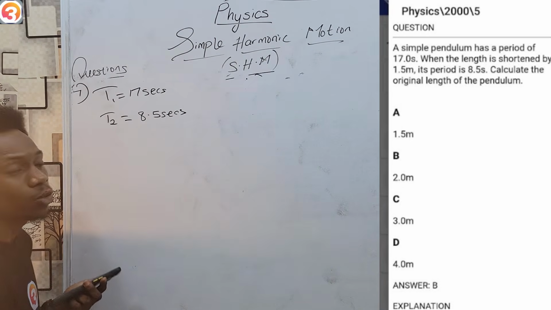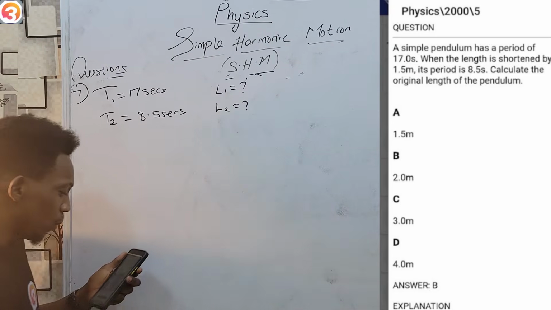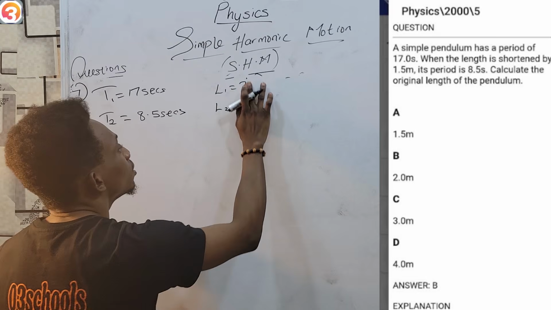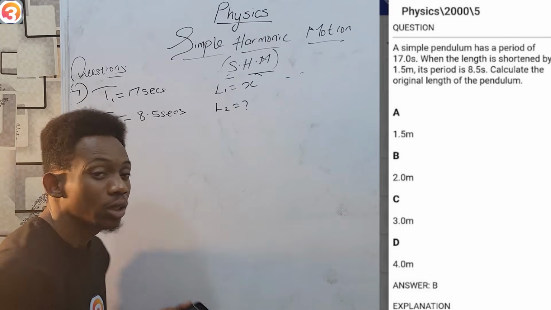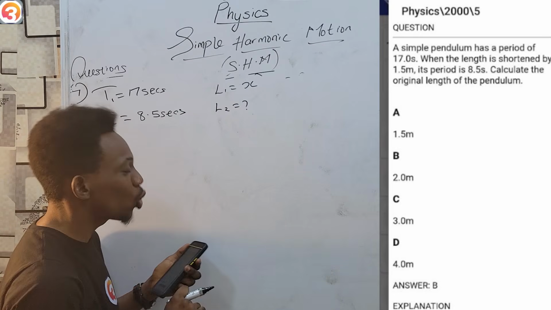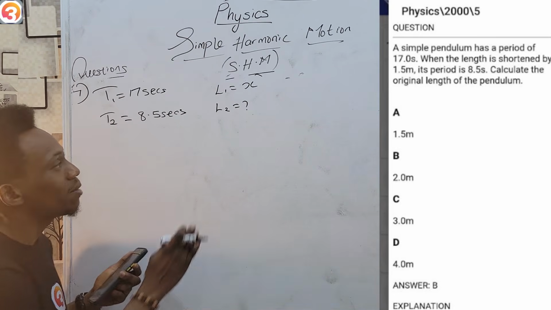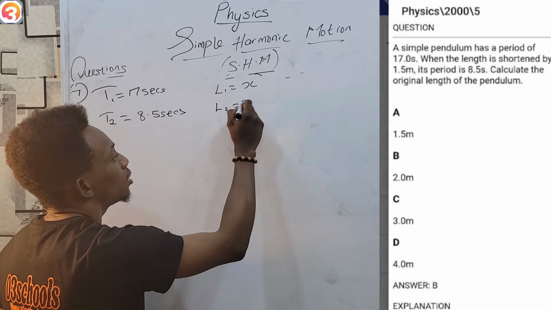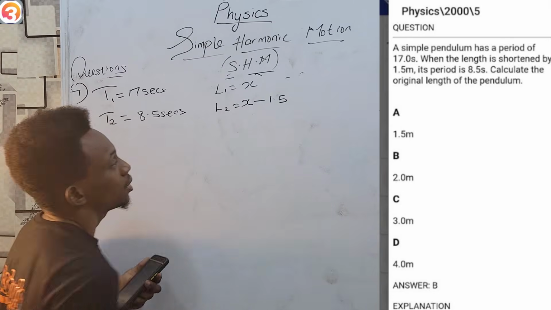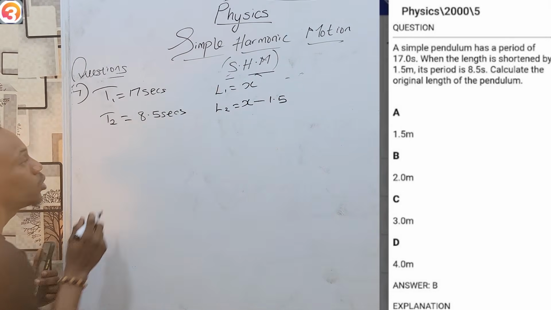Now, what about my L1 and L2? At no place in my question was I told what L1 was. So I can put x there if I so desire, or any other letter. But I'm told that in the second case, the length is shortened. Shortened means something is removed, minus 1.5, indicating that I take this length from before and remove 1.5 meters. So it's T1, T2, L1, and L2.